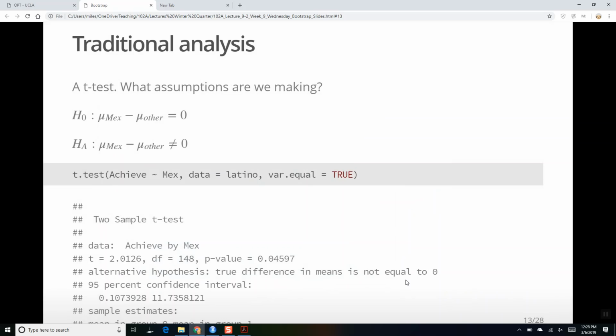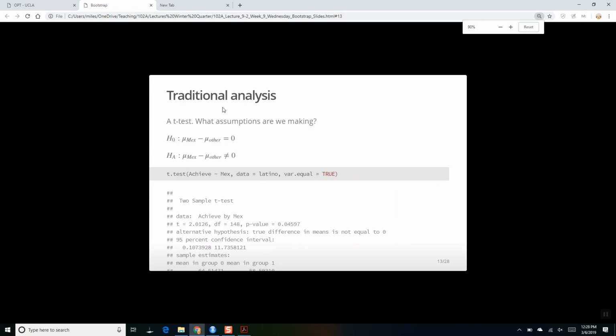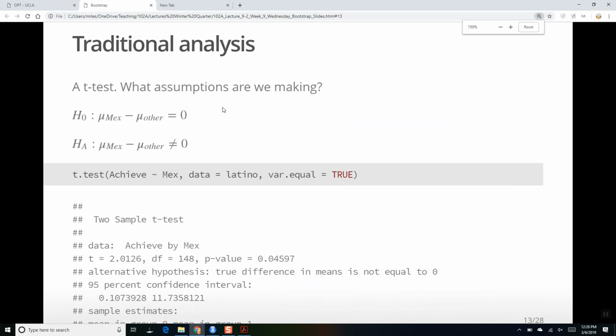I don't know. I don't know what the answer is. Okay. So, oh, it got cut off. Well, we still get a p-value.